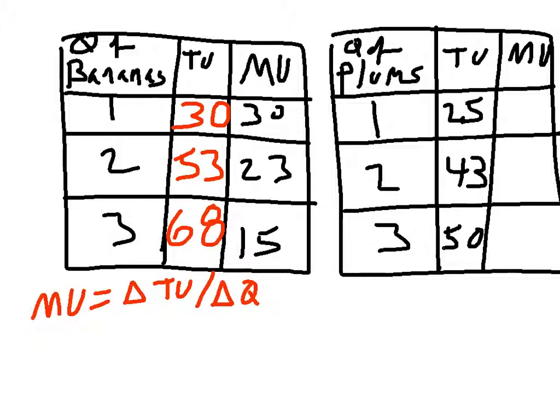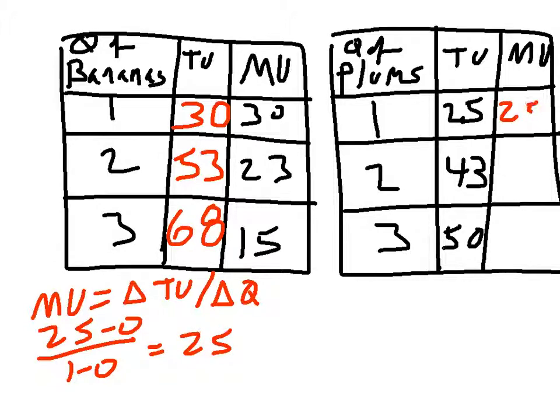What was the marginal utility from the first plum? Well, the total utility from the first plum was 25. It was 0 for 0 plums. 1 minus 0 equals what? 25. Okay, 25. Let me just draw a line here so you don't get confused here.